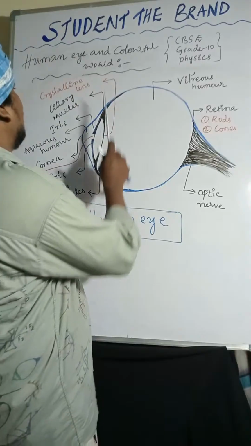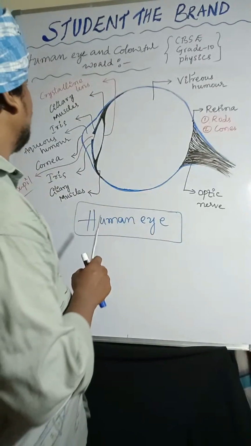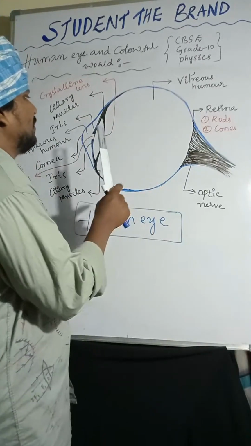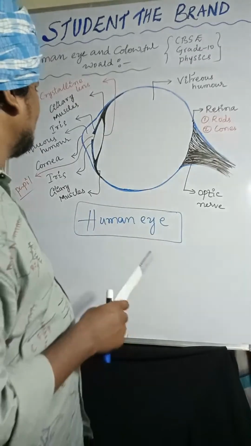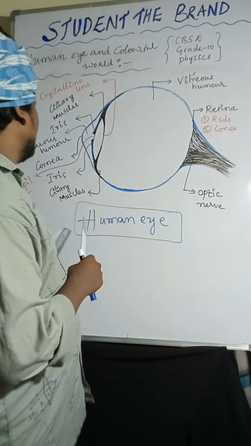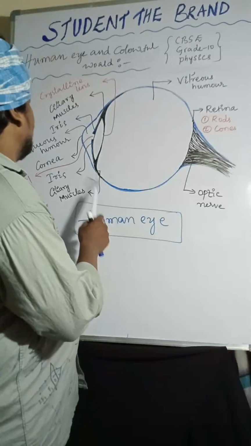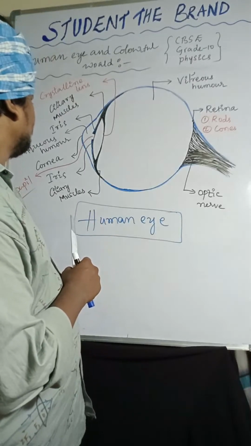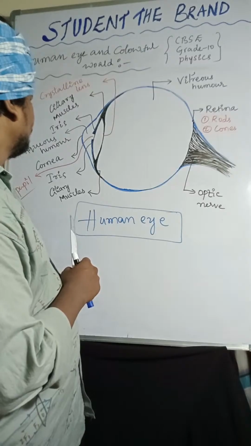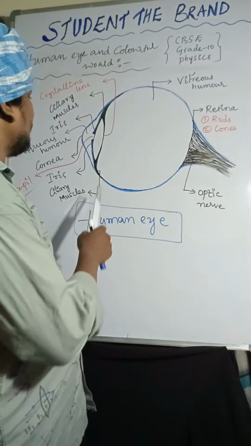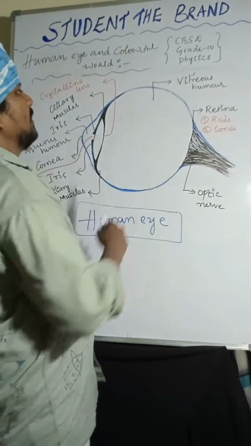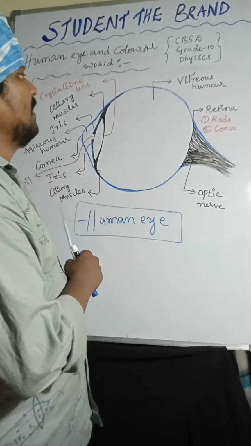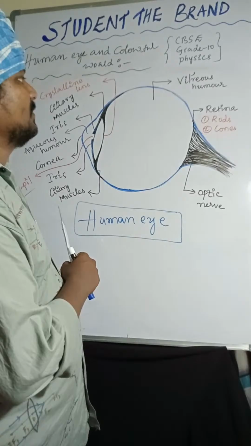The eye lens is the crystalline lens. When the light rays fall on it, they converge and fall at the retina. Next, ciliary muscles. Next one, retina, rods and cones.